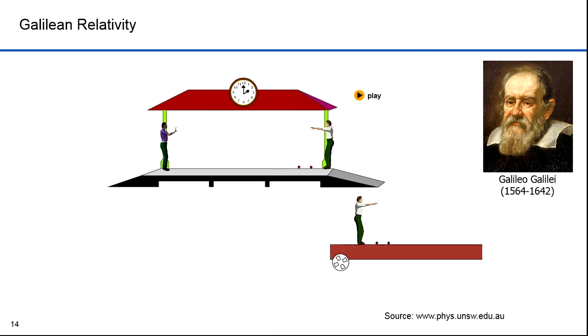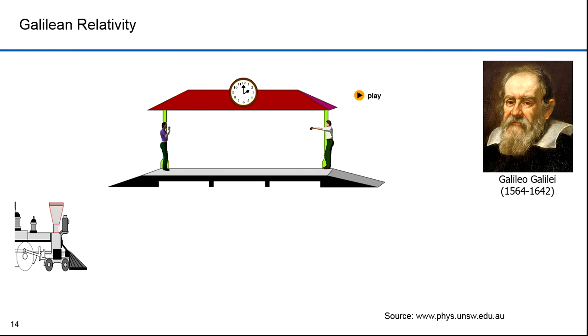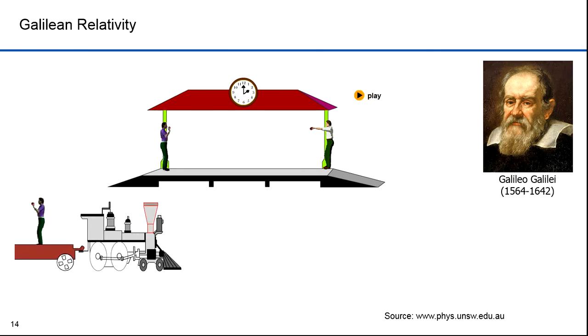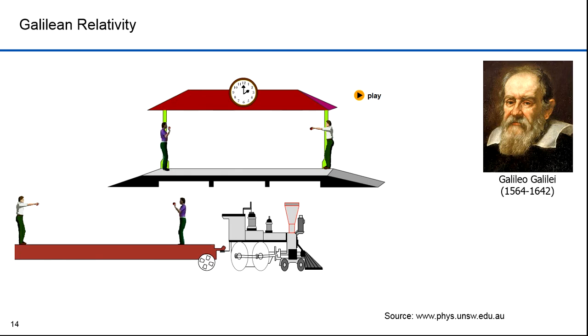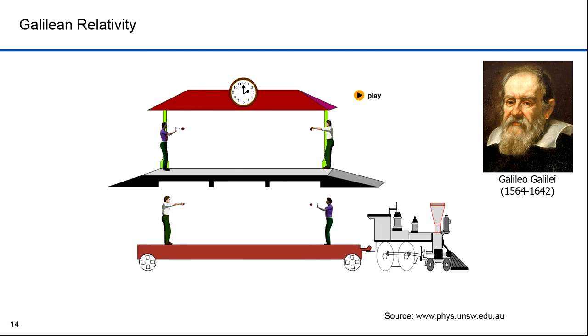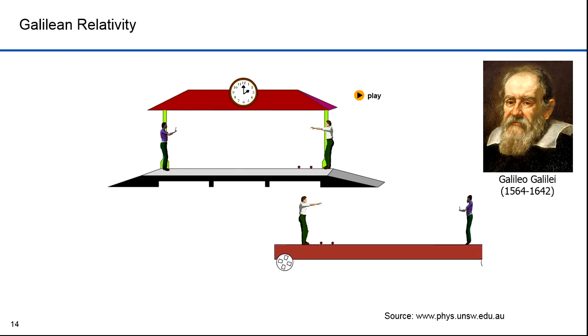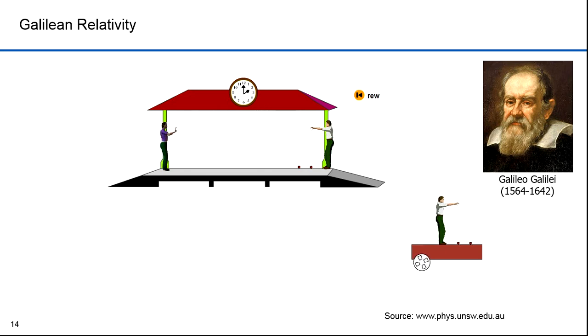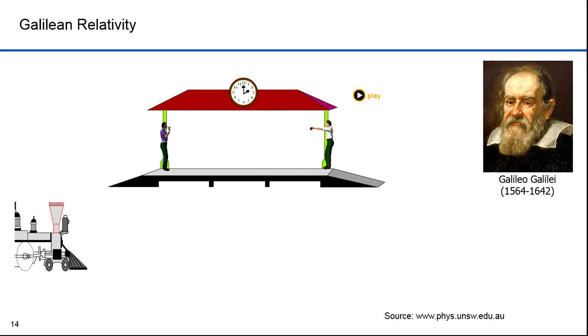On the train car, the guy on the right throws his ball backwards at the same velocity that the train is moving. From his perspective, it follows a parabolic trajectory, but from our perspective, the velocity of the ball is canceled out by the velocity of the train. It appears to us as if the ball were falling straight down.